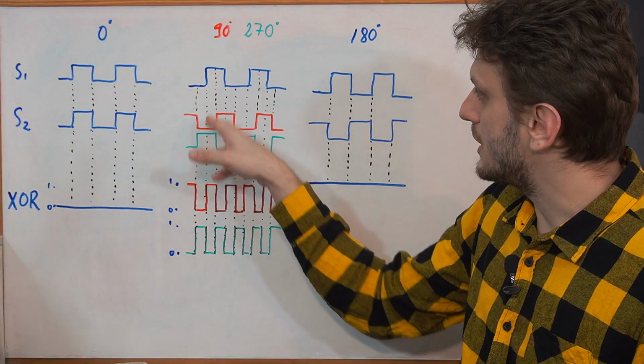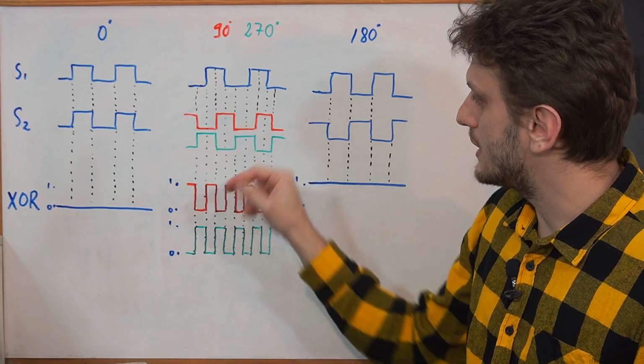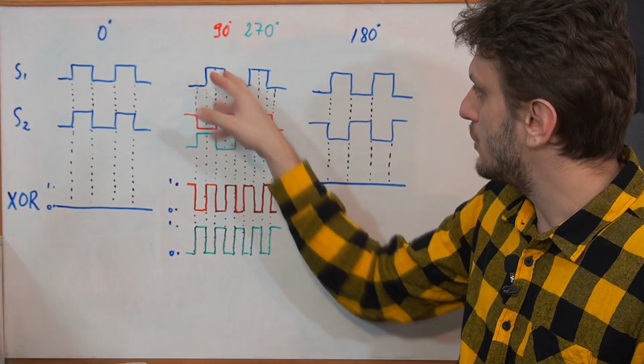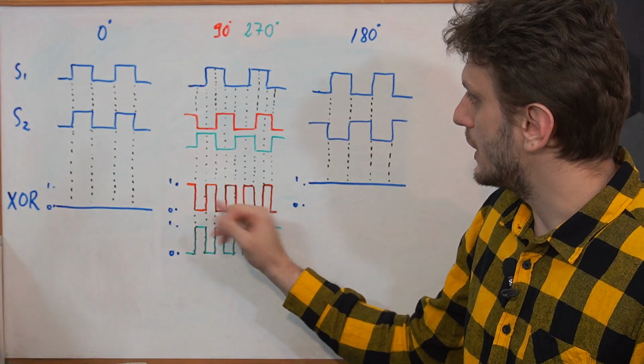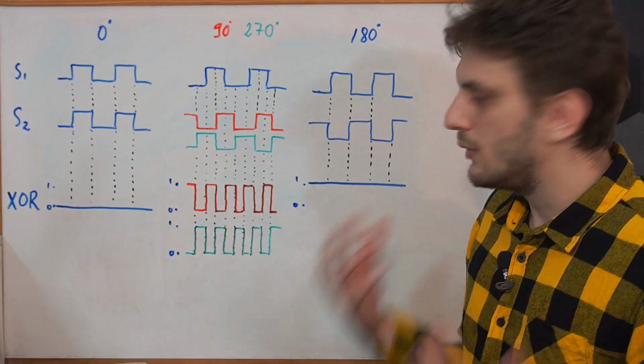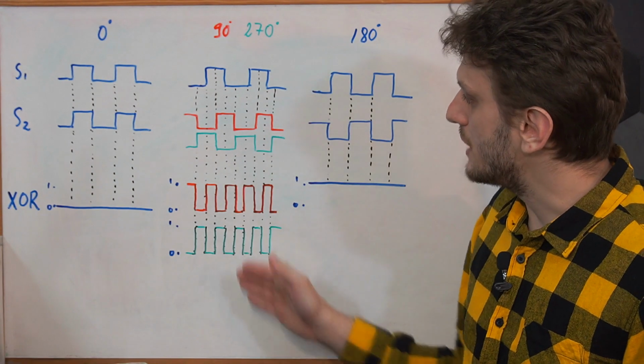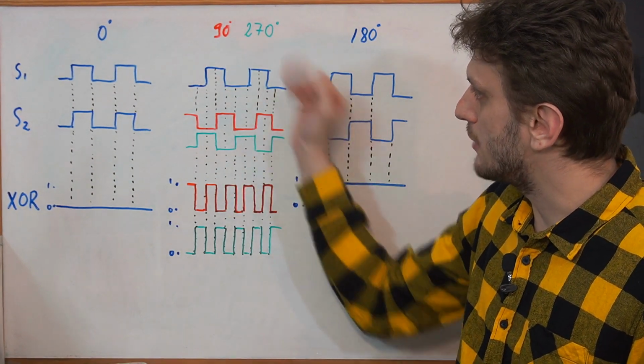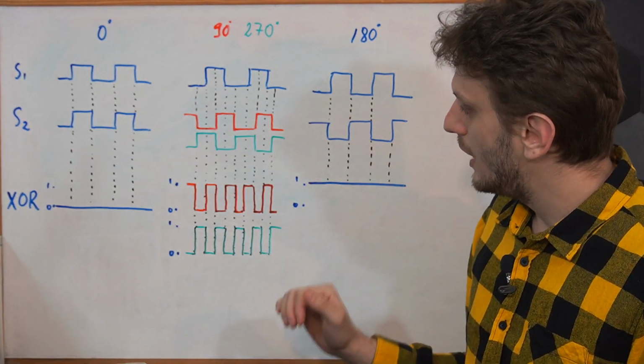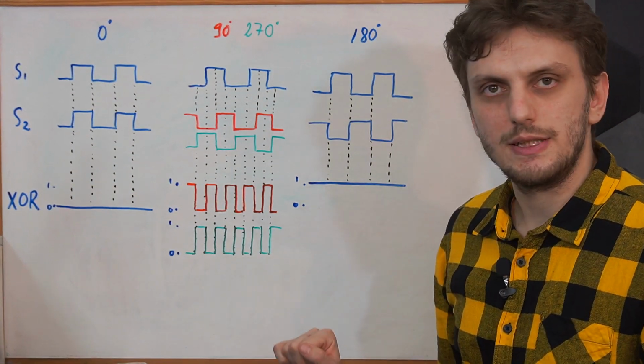We then have the opposite case of the first input being high, second low, so a high output, and when both inputs are high, again a low output. And now the reason why I put in the same graph both the plus 90 and the minus 90 degree phase shift is because they both give the same output.